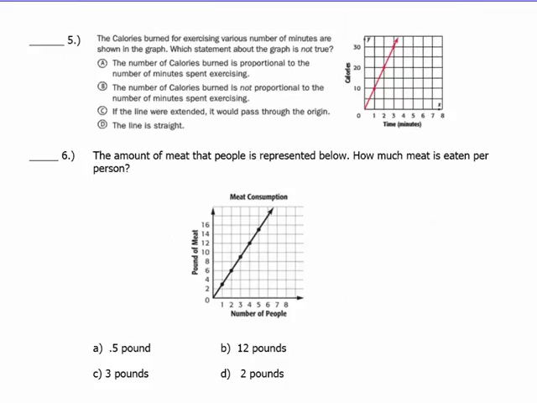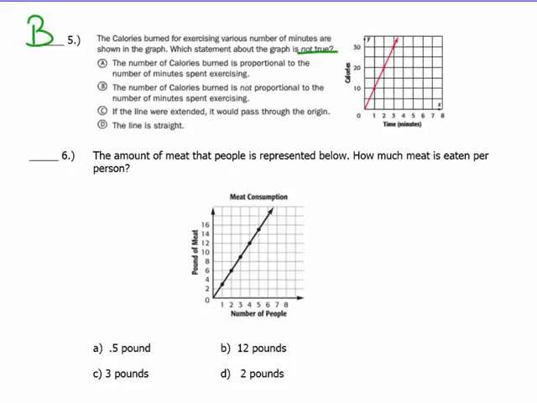All right, next page. The calories burned for exercising varies. Which statement about the graph is not true? The number of calories burned is proportional. Well, that is true. We're looking for the one that's not true. I know it's proportional because it's a straight line through the origin. B, the number of calories burned is not proportional to the number of minutes. Again, which one is not true? Oh, this one, because it says it's not proportional, but it is proportional.